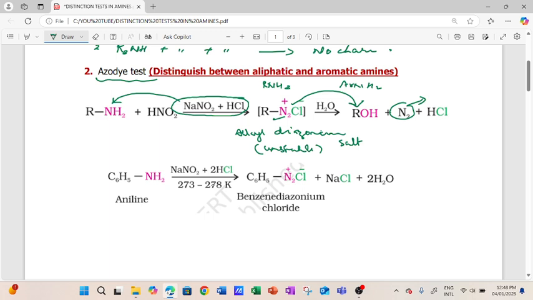But if it is aromatic, ArNH2 or C6H5NH2 like aniline, do diazotization, then we get C6H5N2+ Cl-. Here instead of this R, it is C6H5. That's the only difference. And this is aromatic diazonium salt. And aromatic diazonium salts are highly stable due to resonance. Resonance stabilized structures are there, so it is highly stable.